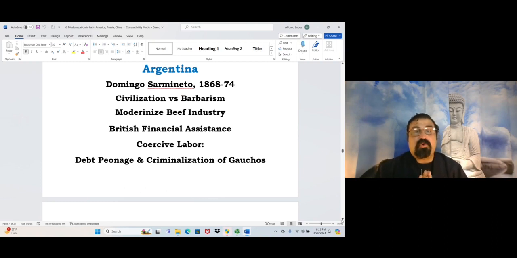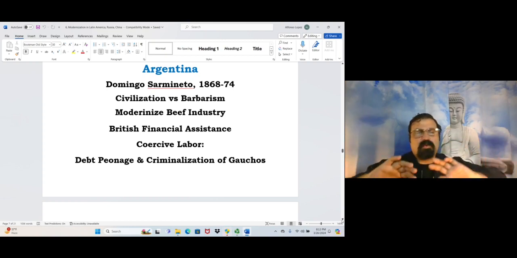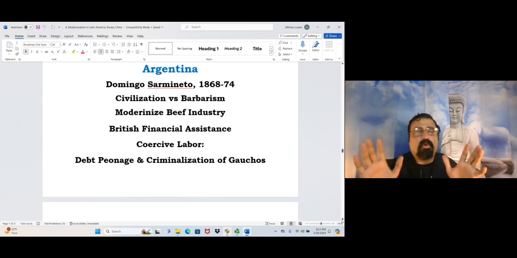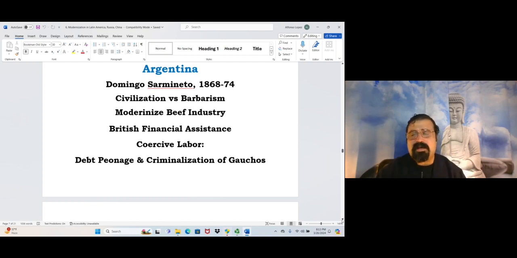They're trying to bring in new technologies, barbed wire, cattle grazing methods, for example, introduced from the United States and from Great Britain, trying to fence properties and so on, and to do away with the gauchos altogether, or trying to push the gauchos into those new enterprises as a wage labor force. In other words, they're trying to do that because they're fighting what is called barbarism in this case.